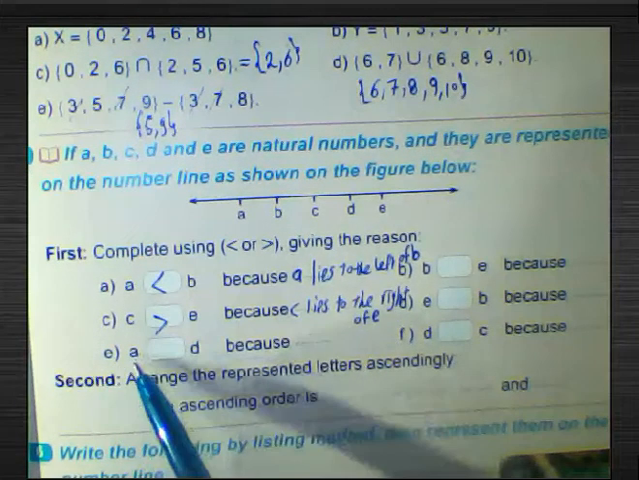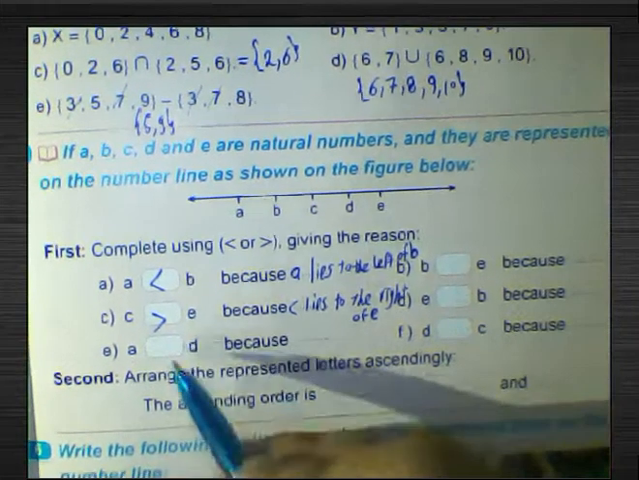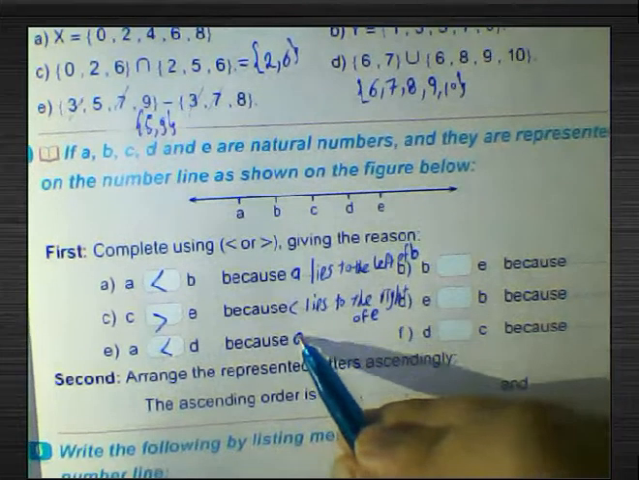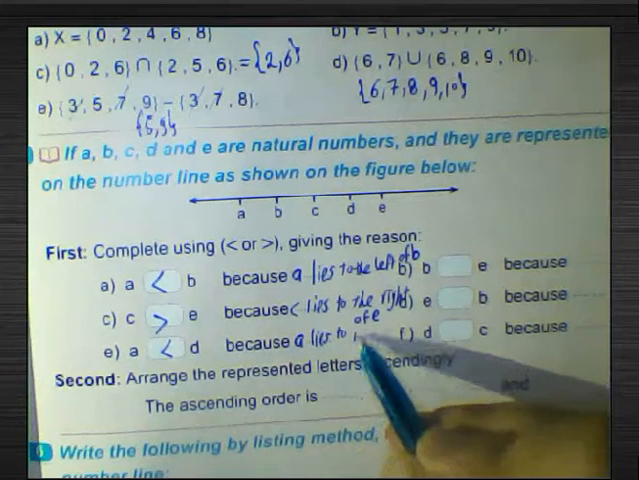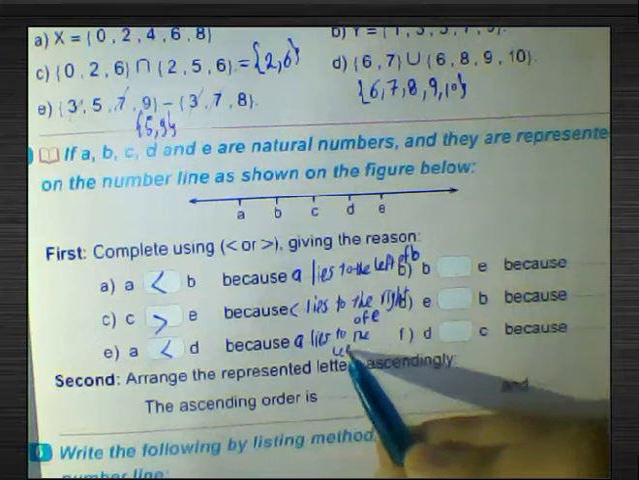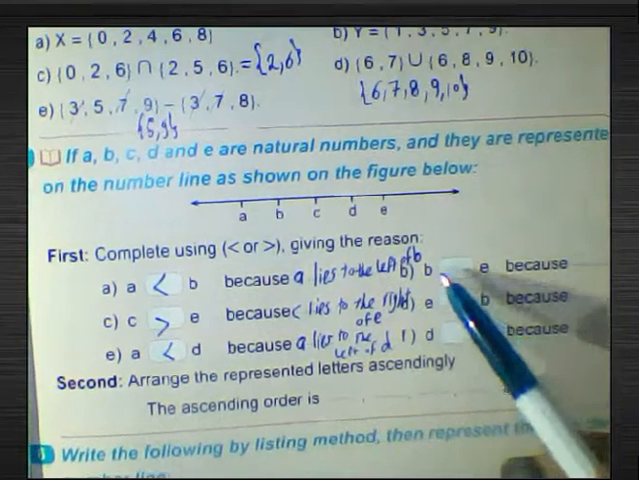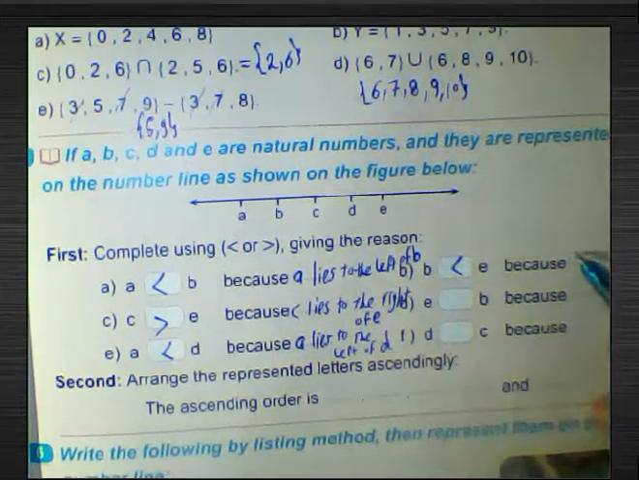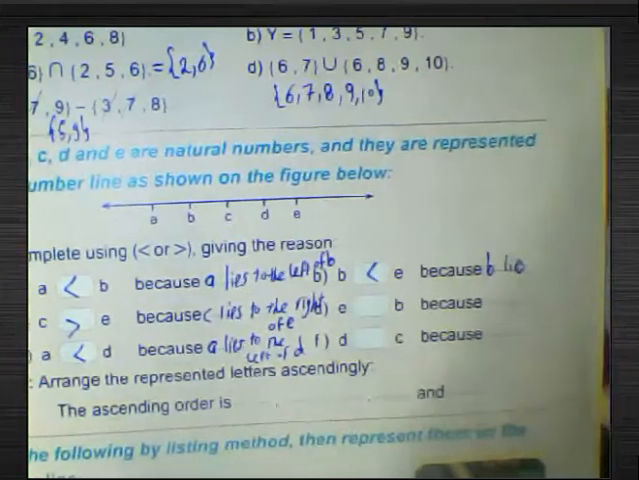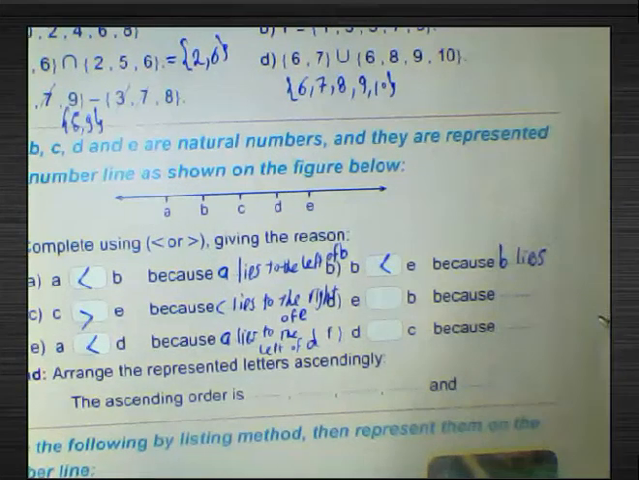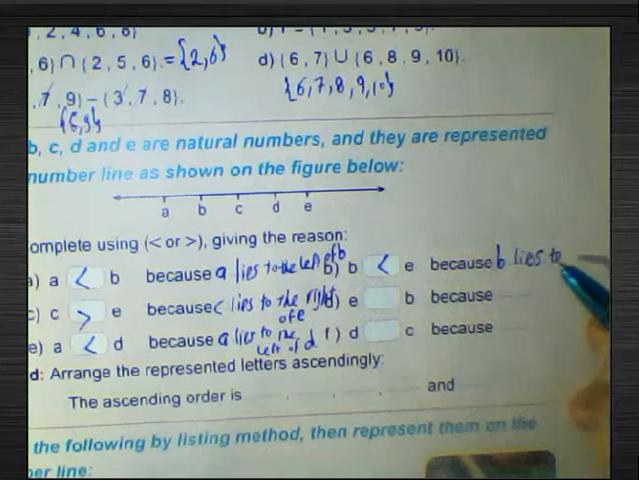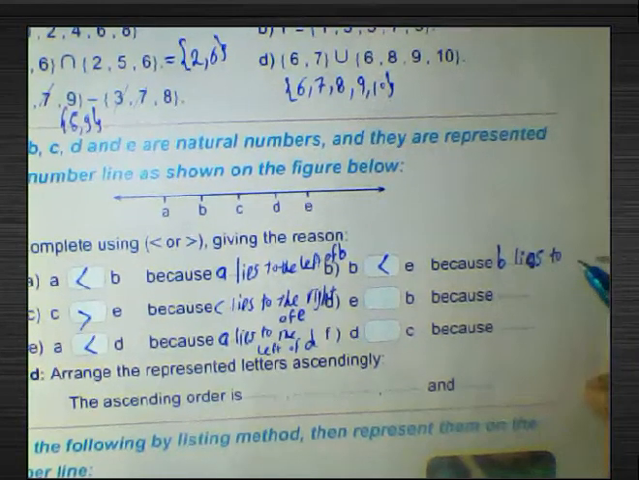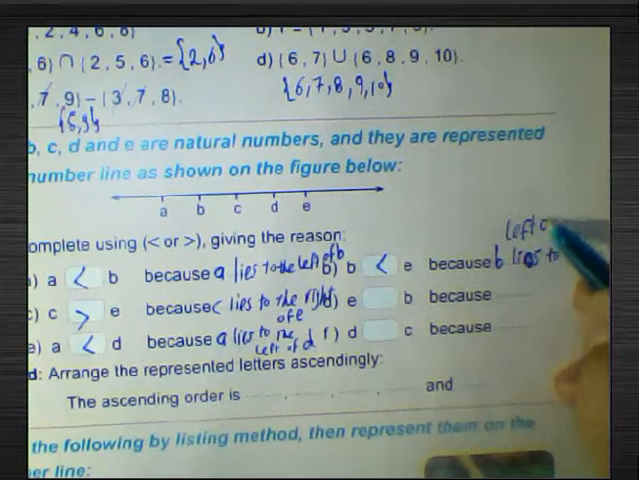Letter E, E and D. A less than D because A lies to the left of D. E lies to the left of D. B and E, B less than E because B lies to the left of E.